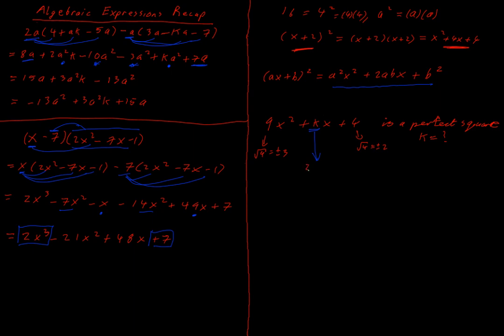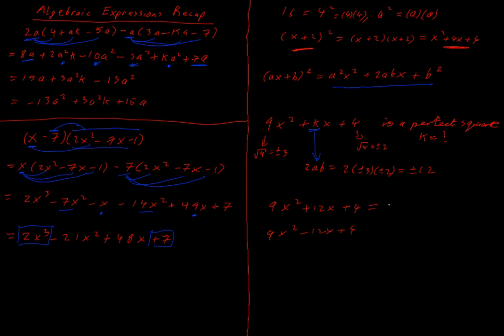So to find k, that's going to be 2ab from my pattern up here. So that's going to be 2 times a is plus or minus 3 multiplied by plus or minus 2. And I end up with plus or minus 12. So as it turns out, there's actually two values of k that would make this a perfect square. 9x squared plus 12x plus 4, and 9x squared minus 12x plus 4.